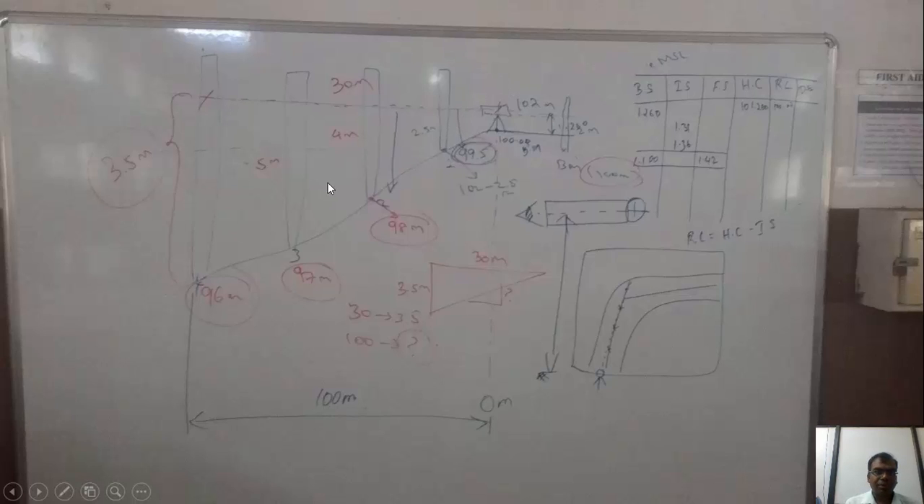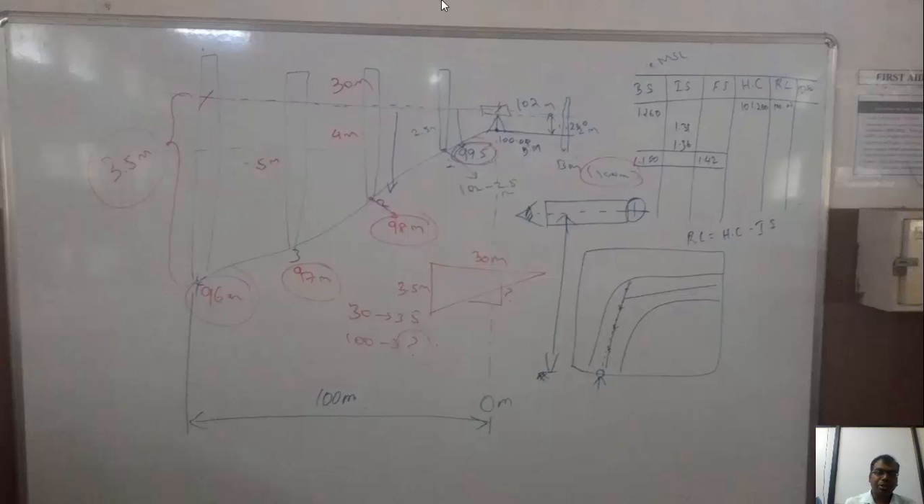You will keep these leveling staffs, which are graduated scales, at various intervals, and based on what you see as the reading, you will be taking the level at a point. In principle, the height of the line of collimation is established, and from that we'll be finding out the levels. For instance, we can fix a fixed reference which is called the benchmark. Typically, the benchmark is kept as 100.